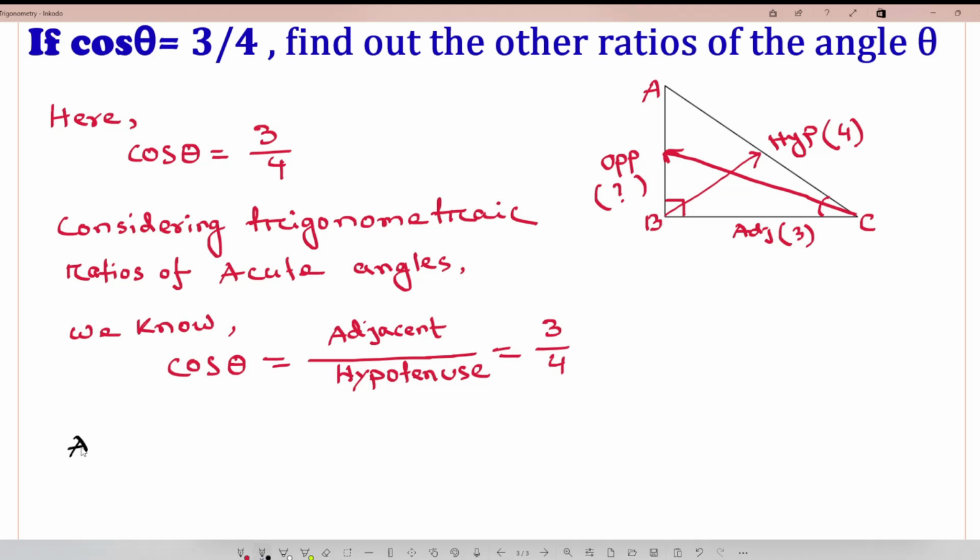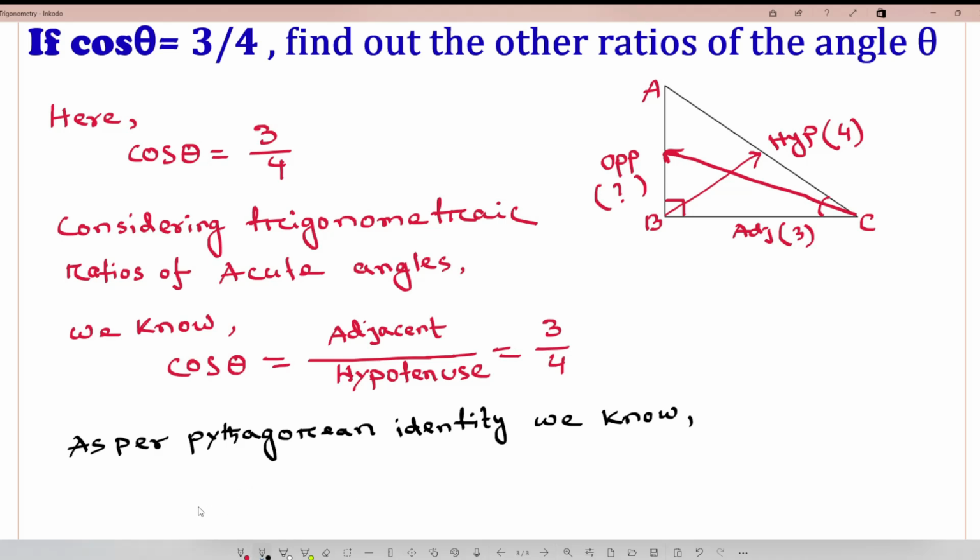As per the Pythagorean identity, we know AC square equals AB square plus BC square. So we need the value of AB. Here cos theta means BC divided by AC.